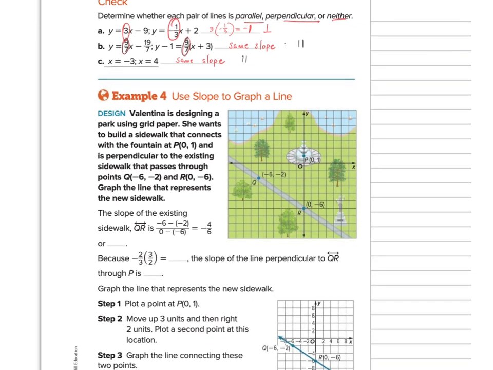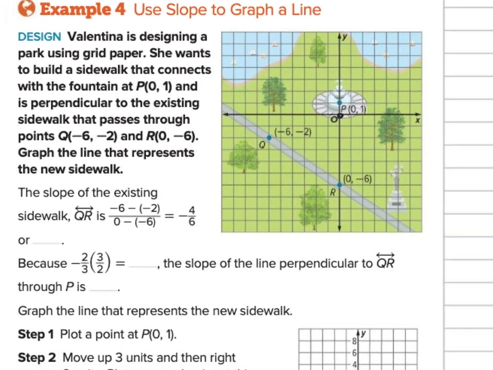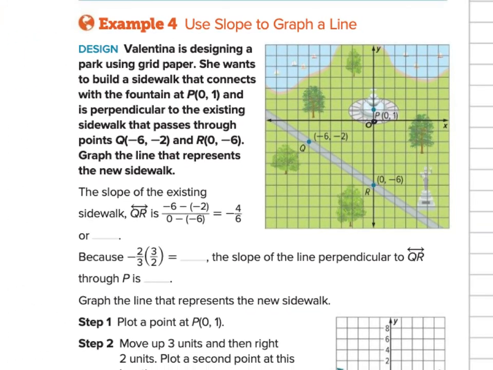Looking at this word problem, Lord help us. Valentina is designing a park using grid paper, and she wants to build a sidewalk that connects with the fountain at P, right here. We're trying to connect there. And it is perpendicular to the existing sidewalk that passes through points Q (-6, -2) and R (0, -6). Graph the line that represents the new sidewalk. So it says here, graph the existing sidewalk, and they've done that, right? We see that right here.